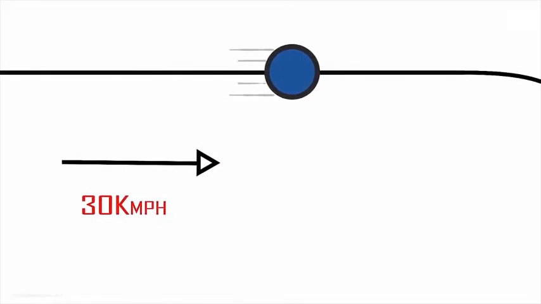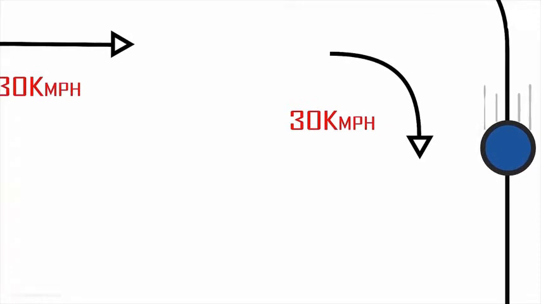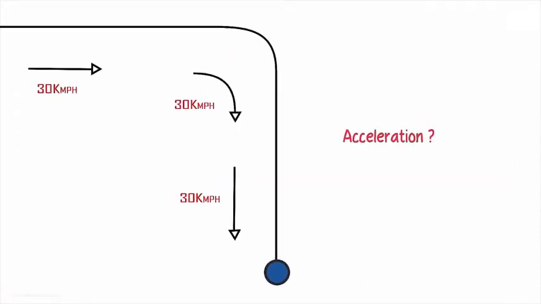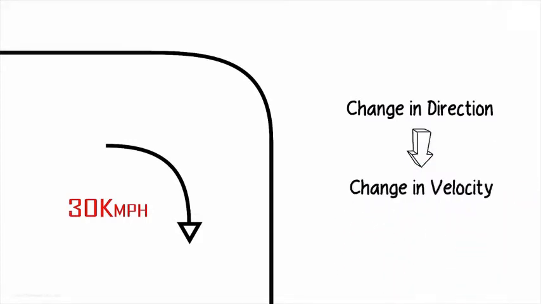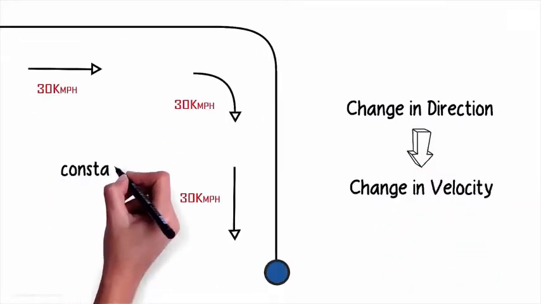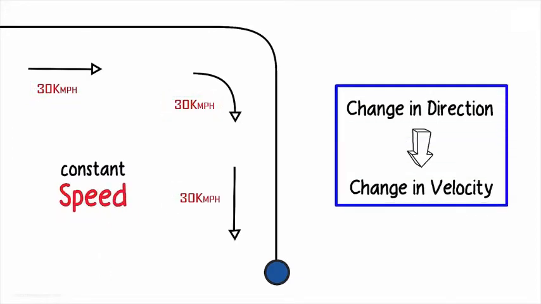In another scenario, assume that a body is moving at 30 km an hour and then it moves right at 30 km an hour and continues traveling at the same speed of 30 km per hour. Will there be acceleration in this case? The answer is yes. As the direction is changing, the velocity will also change. The only thing constant in this example is speed, but the velocity changes as the direction changes.